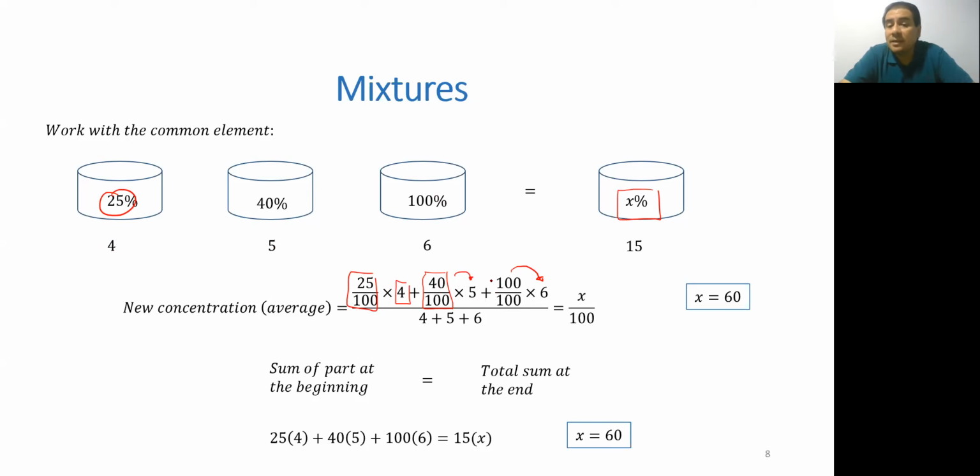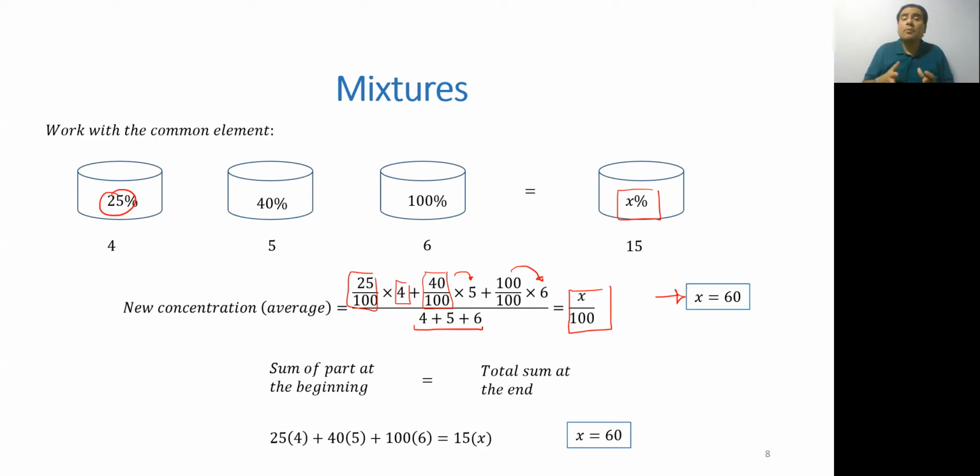Multiply by 6. And this divided by the sum of the weights, which would be the total volume of the mixture, that is 15, would give you the average concentration. So if we do this formula and simplify, we get that 60% is the new concentration, or the average concentration in the mixture.